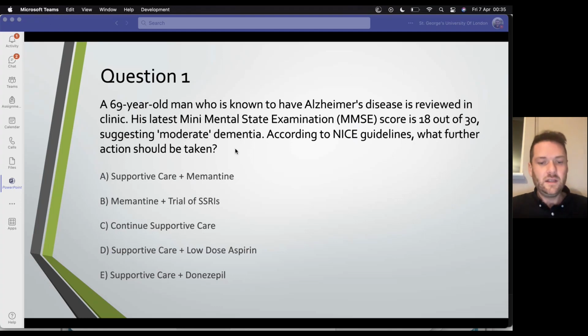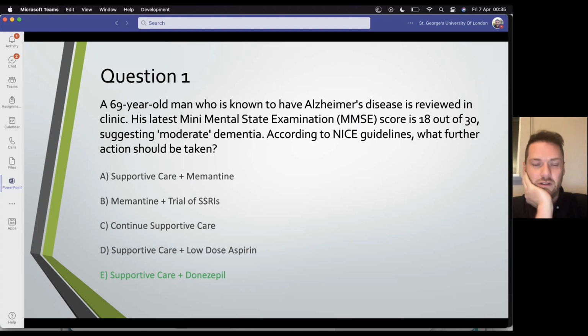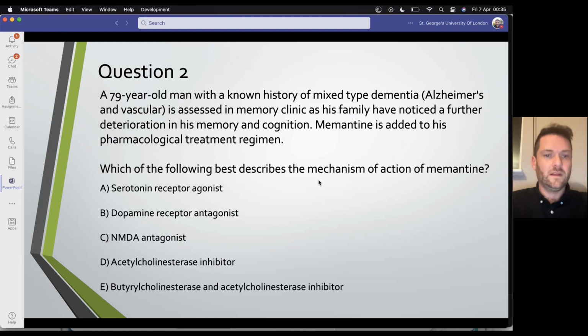So, the answer is there you go. You'll notice none of the other ones had donepezil there, and that is your first pharmacological treatment. Someone having moderate dementia, 18 out of 30 is not a brilliant score when you look through that mini mental state exam. So anyone having moderate to severe dementia, you're going to start them on some treatment, and that would be donepezil. Supportive care is kind of a given. So there you go. Hope that's clear.